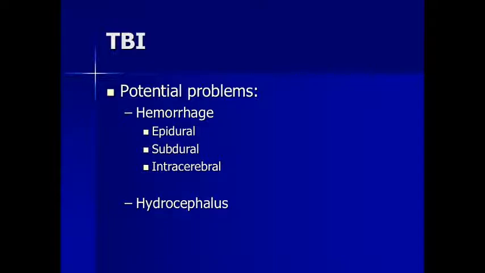Epidural bleeds occur in about 2 to 6% of TBIs. They're usually due to a skull fracture or contusion. The common site is the temporal bone. These are considered neurosurgical emergencies because they involve arterial bleeding. Patients that have epidural bleeds usually have brief periods of cognizance or lucidity, and they generally will have bleeding between the dura and the inner surface of the skull.